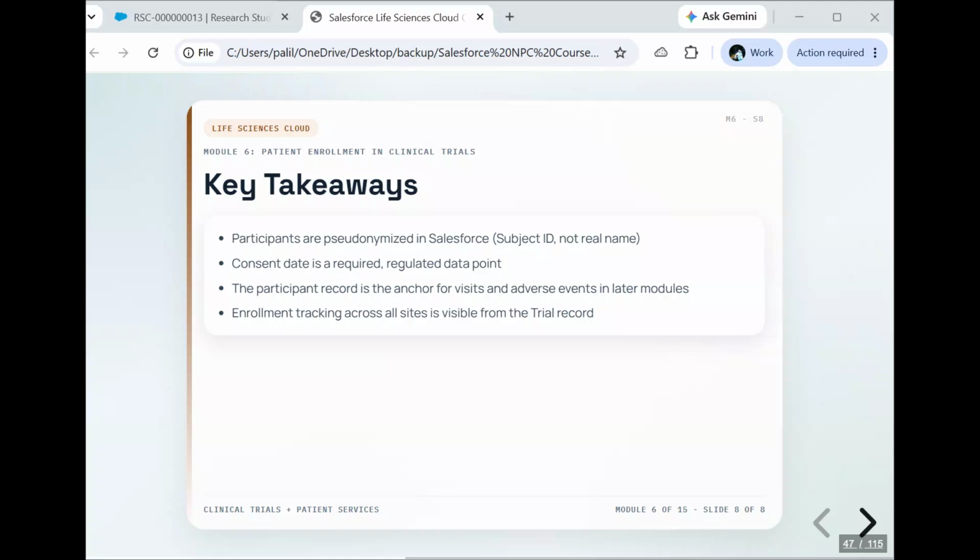Now the key takeaways are: the participant record is the hub for everything that happens to a patient in a trial, their visits, their safety events, their outcomes. Building it correctly now means everything in the next two modules connects cleanly.